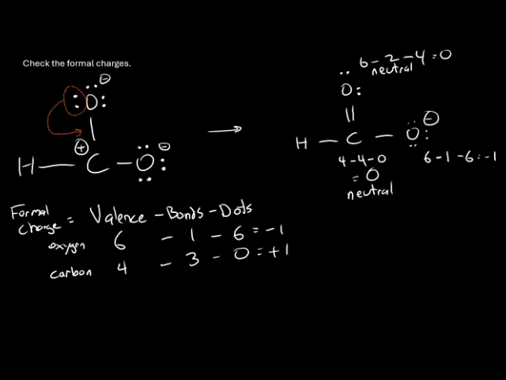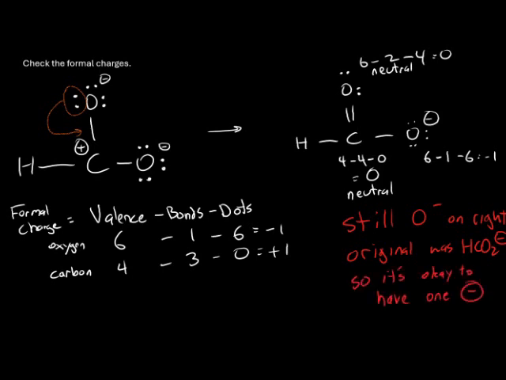So notice that after we've made this move, there is still a negative oxygen, and that's on the right. It turns out this is okay because our original formula was HCO2 negative. So we can expect the final structure to still have a negative somewhere. So the fact that our final structure has a negative on one of the oxygens is okay. Remember that our goal is to minimize the formal charges, but it's not necessarily always possible to get them all to 0.